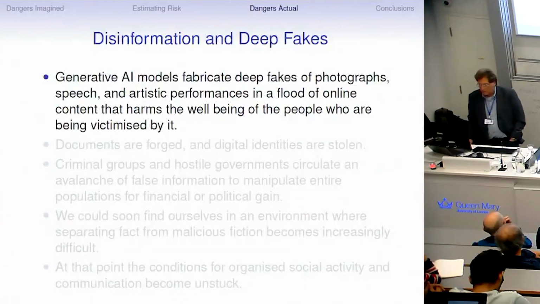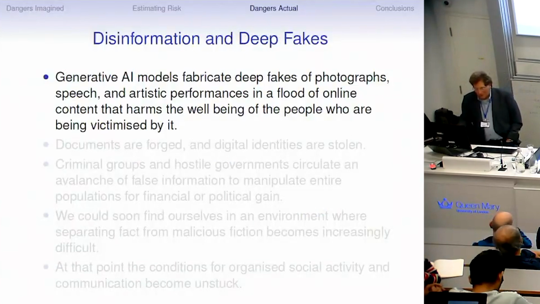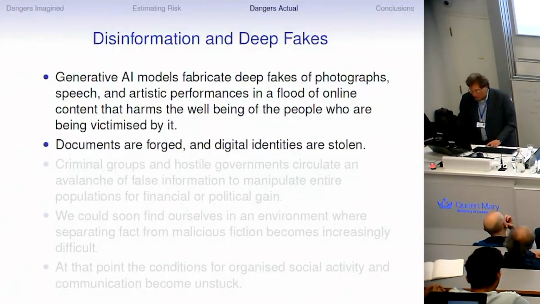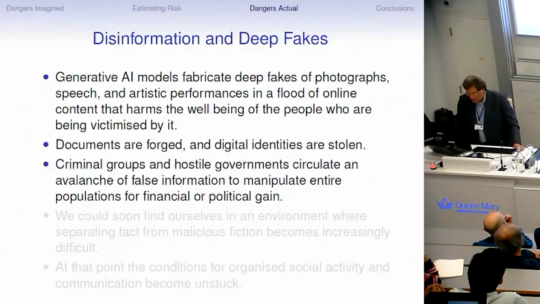Okay, another problem. I'm moving through problems. Each one is a separate problem. So, disinformation and deep fakes. Generative AI models fabricate deep fakes of photographs, speech, artistic performances. And this stuff is flooding the internet. And it harms the well-being of people who are being victimized by it. Documents are forged, identities are stolen, criminal groups and hostile governments are inciting civil unrest and undermining elections. This is all going on now. This is not a possible development in the future.